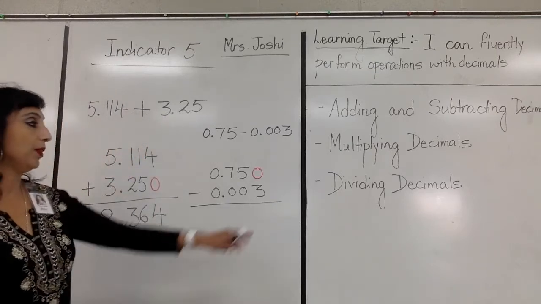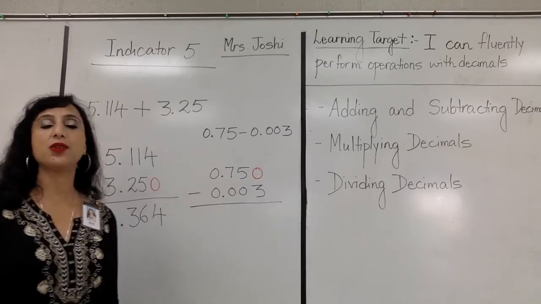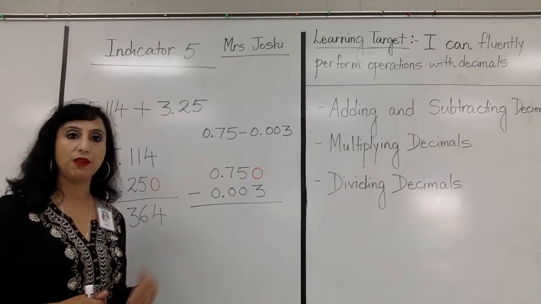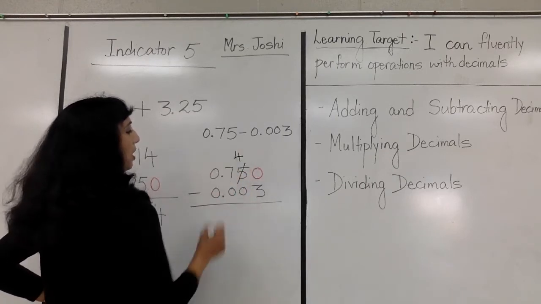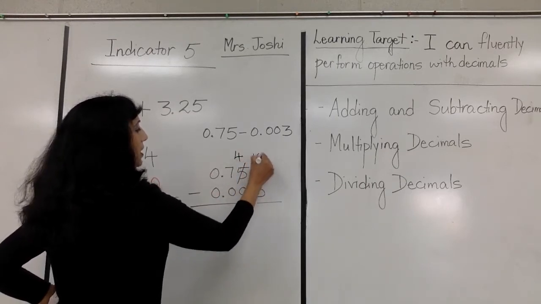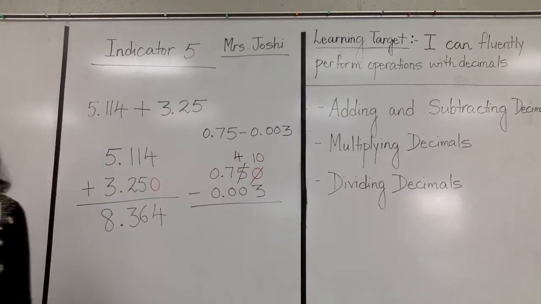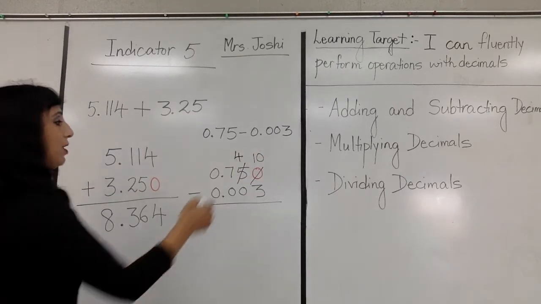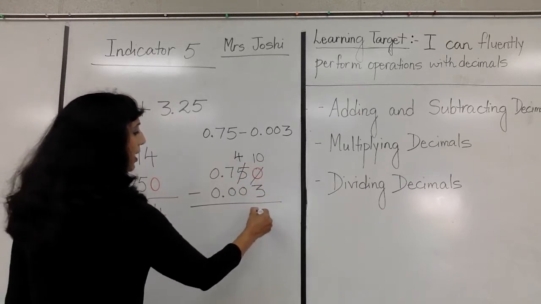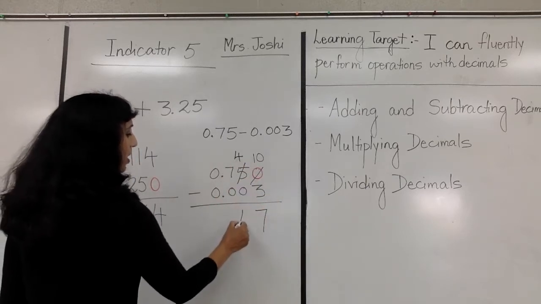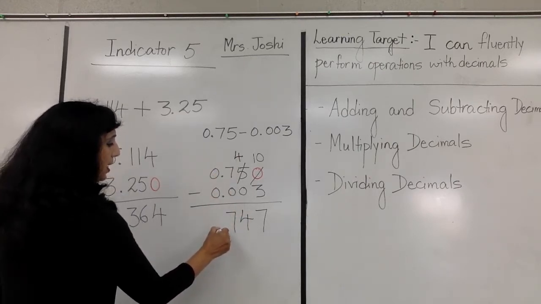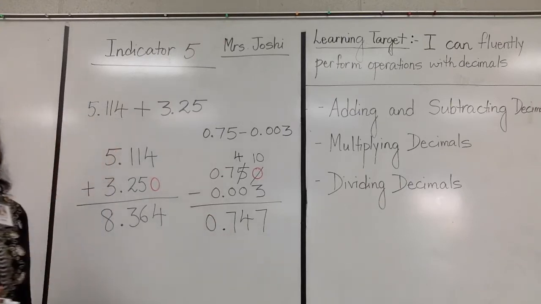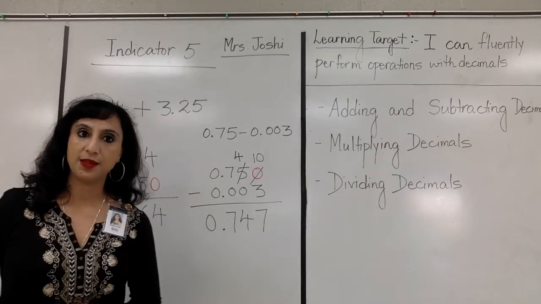And as you can see, we cannot take away 3 from 0, so we have to borrow 1 from the neighbor on the left. So this 5 is going to become 4, and this 0 will become 10. Okay? And so then we have 10 minus 3 is 7, 4 minus 0 is 4, and 7 minus 0 is 7, decimal under decimal, and we have a 0 in the front. So this is 747 thousandths.